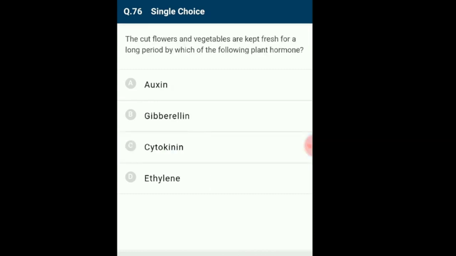Question number 76. The cut flowers and vegetables are kept fresh for a long period by which of the following plant hormones?